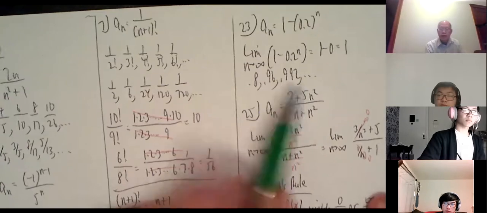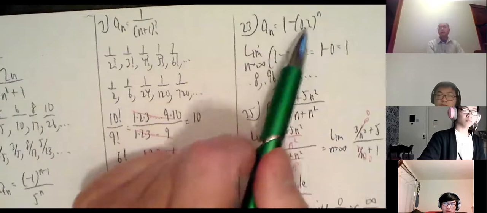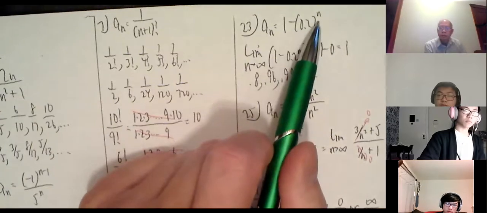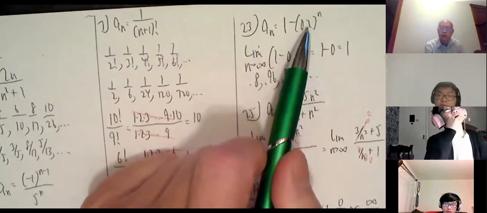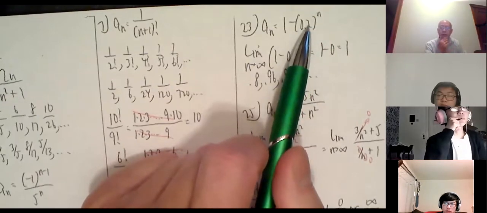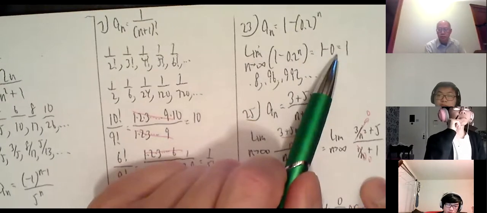A nice way to think of it is if n gets bigger and bigger, plug in 1,000,000. 0.2 to the million, 0.2 times 0.2 times 0.2 times 0.2 is really, really, really small. That approaches 0. So in the limit, I would have 1 minus 0, which is 1.